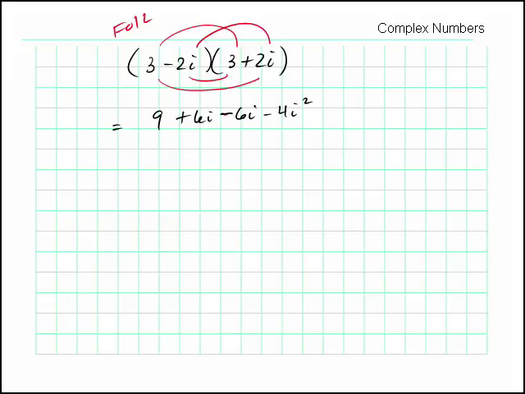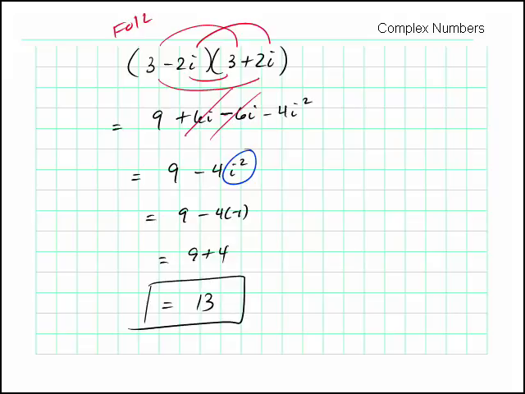With the difference of squares pattern, the two middle terms always cancel out, and they do here. And so now I have 9 minus 4i squared. But remember, we never leave the i squared there. We always replace it with negative 1. So we've got now 9 minus 4 times negative 1, which is going to give me 9 plus 4. My answer is just the real number, 13. All the i's canceled there. Right, that is how we multiply complex numbers.